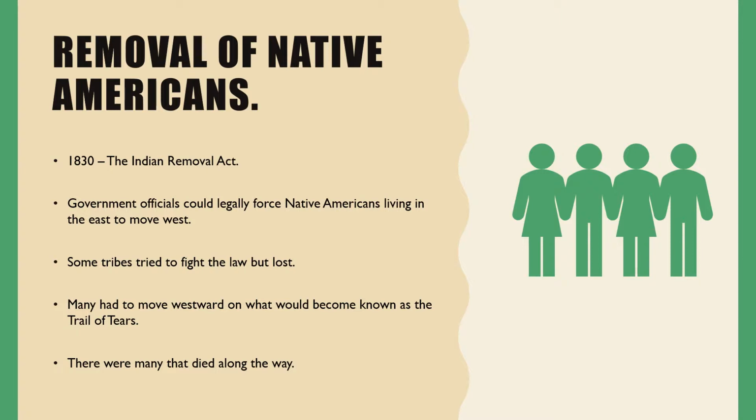Now, removal of Native Americans. 1830, the Indian Removal Act. Government officials could legally force Native Americans living in the East to move west. Some tribes tried to fight the law, but lost. Many had to move westward on what would become known as the Trail of Tears, and many died along the way. As you probably saw in the video earlier in the beginning part of the lesson.